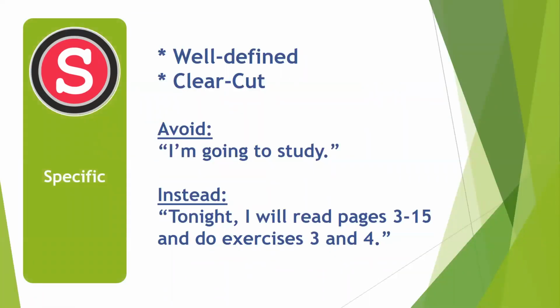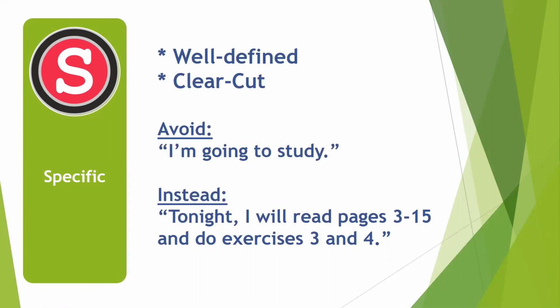The first goal is specific, and sometimes that can be a little tricky to understand. So it's well-defined and very clear-cut. So you have to ask yourself, what do you want to accomplish? Think of them in terms of the 5 W's, the who, what, where, when, and why are the specific goals. So what you want to try to avoid is that overarching idea of I'm going to study. Well, what does that really look like? And that relates to the time management piece that Steve is talking about.